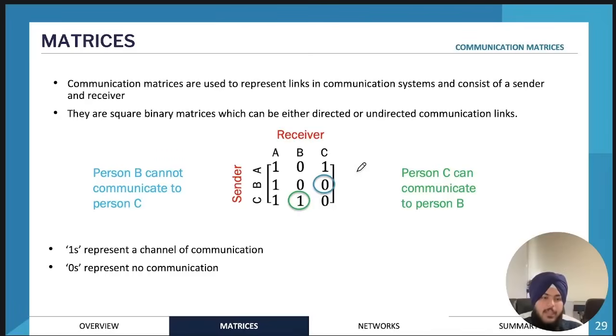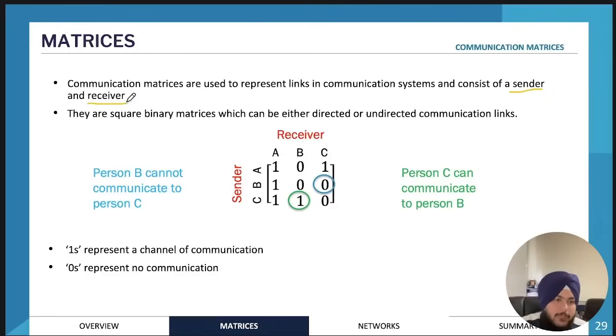Okay, so we've finished essentially matrix arithmetic. Now we're going to be moving on to communication matrices. So communication matrices are again another way of representing a type of information. And this time it's usually a communication system which consists of a sender and a receiver.